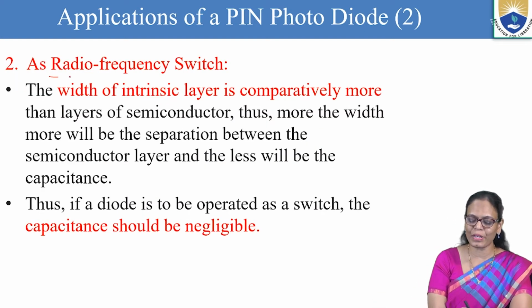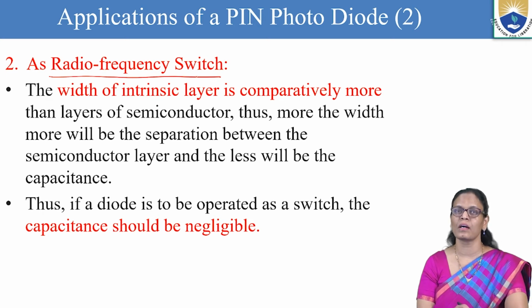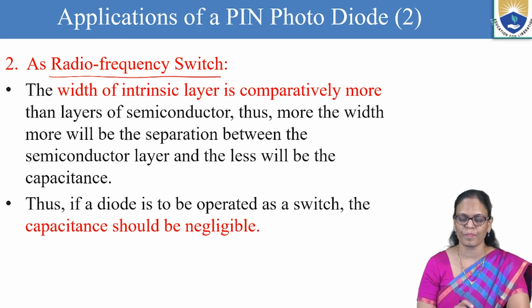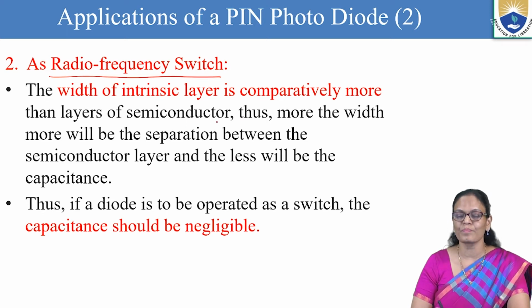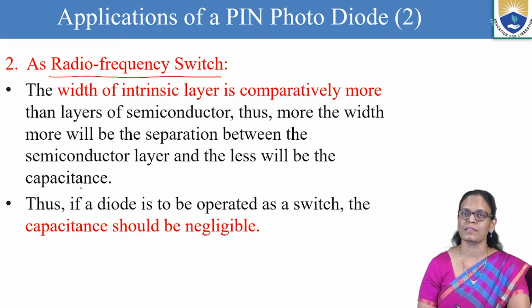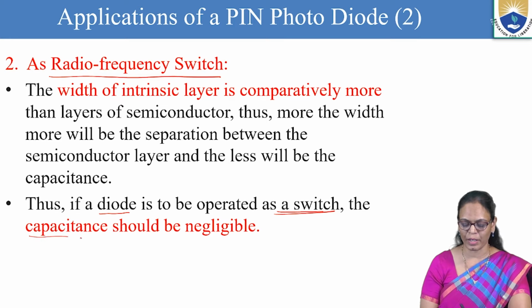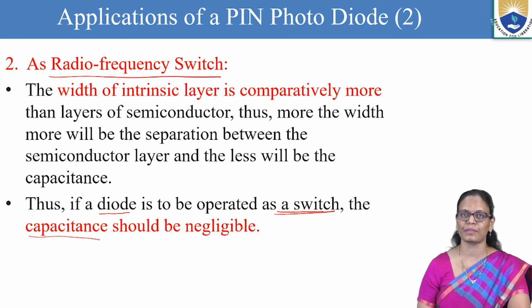Then it can also be used as an RF switch, that is, a radio frequency switch. Here the width of the depletion layer is comparatively more than the other layers, P and N. So the separation between the semiconductor layers is larger, and the capacitance will be less. So the diode can be operated as a switch, and the capacitance is negligible.